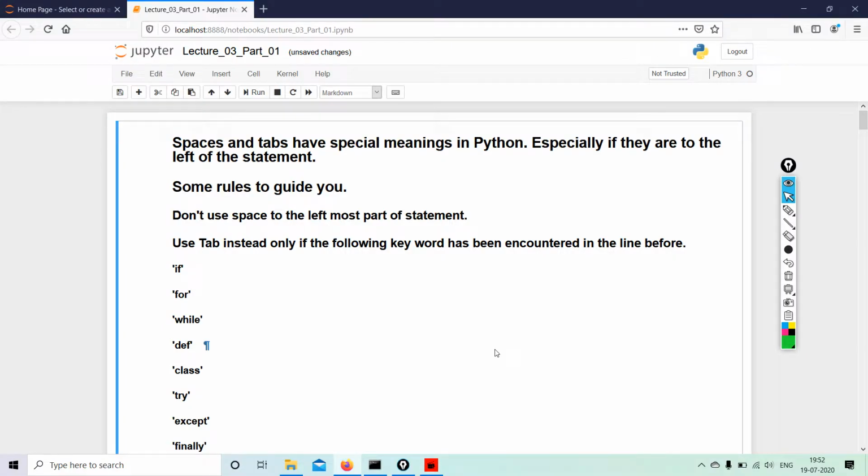And we are back. So today's topic is going to be about loops, a very important concept, so please pay attention. Spaces and tabs have special meanings in Python, especially if they are to the left of the statement. Some rules to guide you: don't use space in the leftmost part of the statement. Use tab instead only if the following keyword has been encountered in the line.